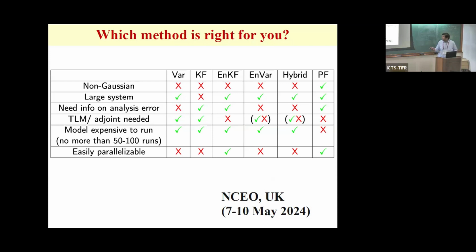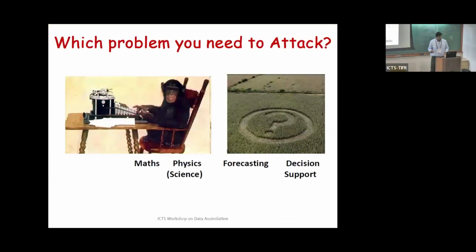Now here you can see that for non-Gaussian there are some methods. For large systems there are some methods. Some methods are not able to perform this. Some methods can be easily parallelized also, meaning if we have a huge amount of computational resources, we can run multiple ensembles in parallel.